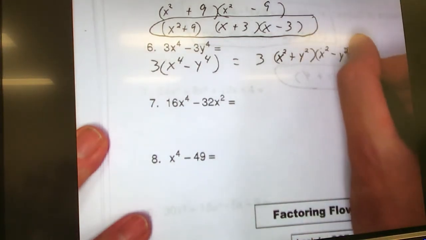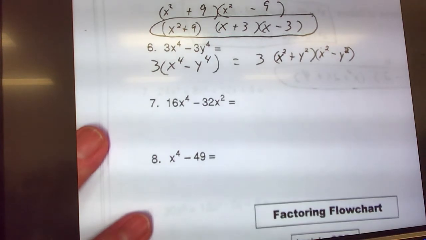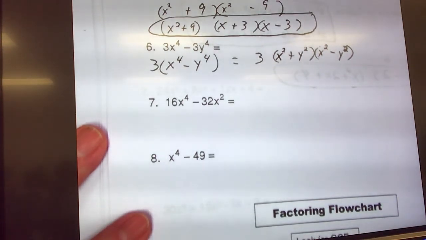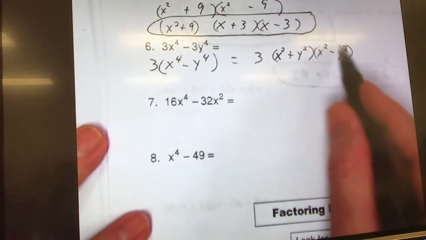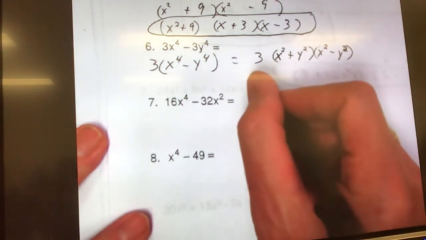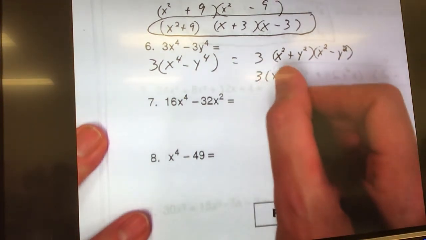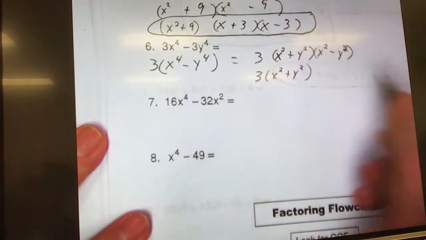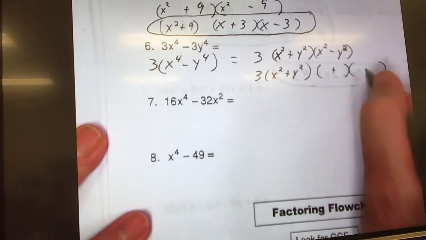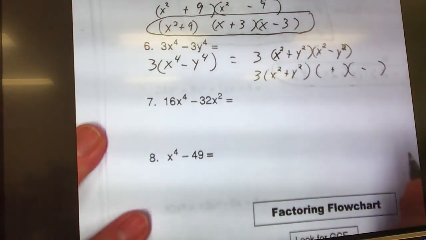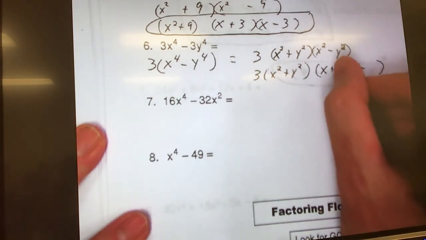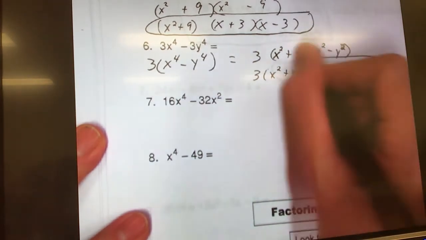Do you see anything else I can break down? Is there any other differences in squares? Yeah, the last one, right? This guy. It's a difference, and these are both squares. So 3 and then x squared plus y squared. Can't touch that. It's not a difference. This guy, break him down. One's going to be plus, one's going to be minus. What's square root of x squared? What's square root of y squared? That's as far as it will go.